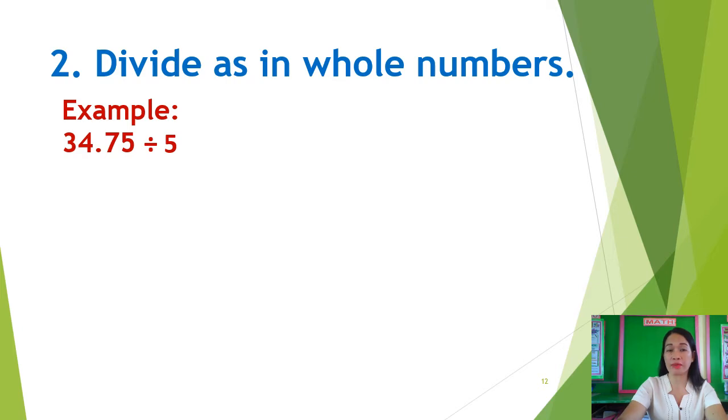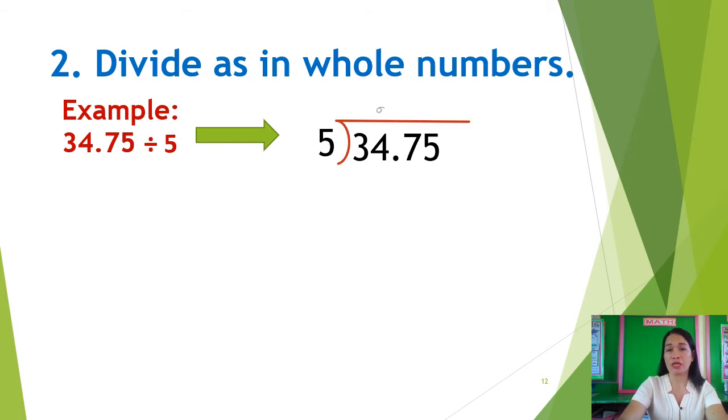Example, 34.75 divided by 5. So 34.75 divided by 5 equals 6. 6 times 5 equals 30. So 34 minus 30 equals 4. Bring down 7. So 47 divided by 5 equals, since number 7 lies next to a decimal point, put the decimal point right above the decimal point of the dividend, then the answer.